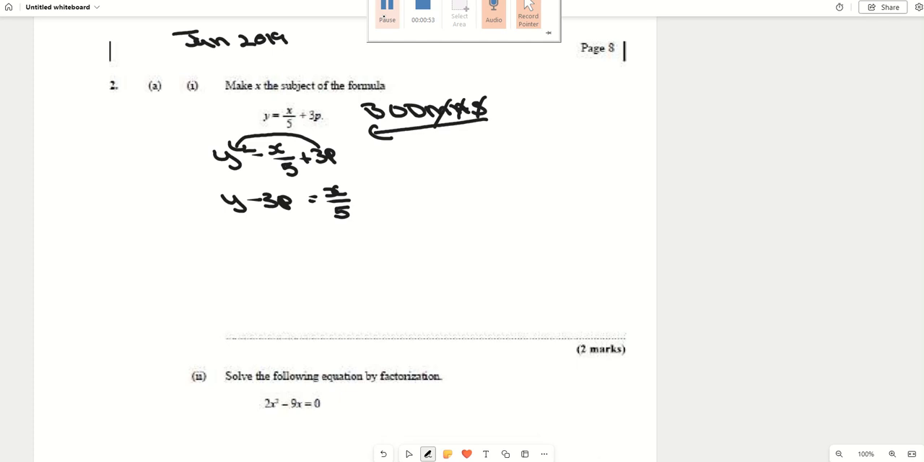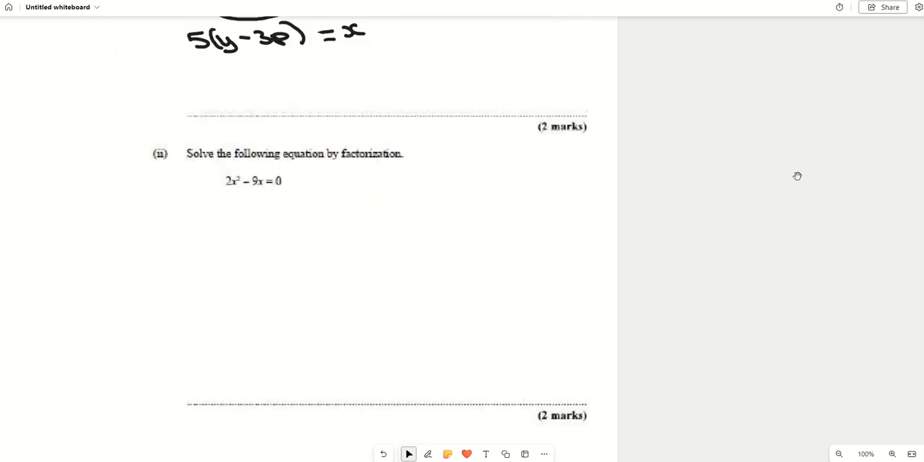There's no multiplication. Is there division? Yes. So that is what we're going to carry across. We carry across divide by 5, it's going to turn to multiply by 5. So 5 open bracket y minus 3p close bracket. Remember, this bracket means you're multiplying 5 by each term in the bracket, right? So instead of saying 5 by y and 5 by minus 3p, we represent it like this and say this is equal to x. Right? And that would be the answer for 2e.